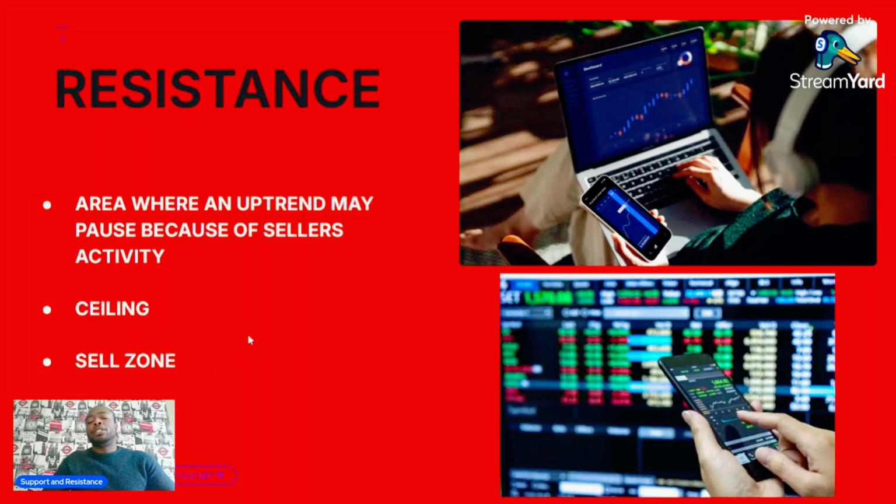So what kind of trade do you take at resistance level? You're looking out for majorly selling opportunities.